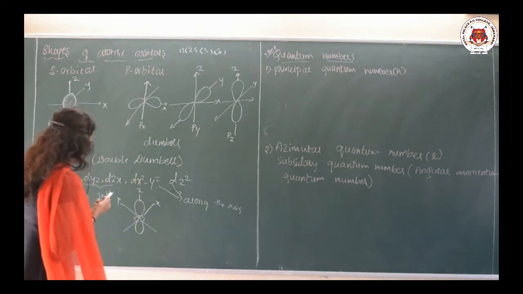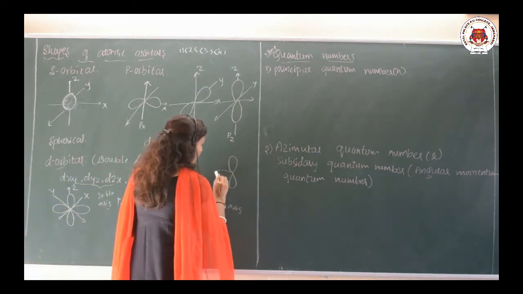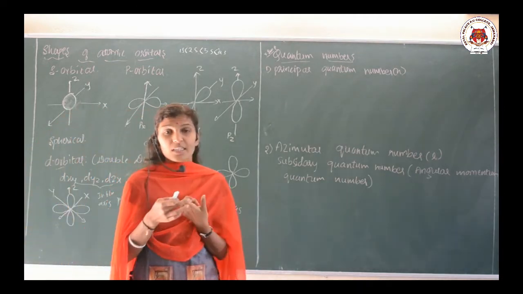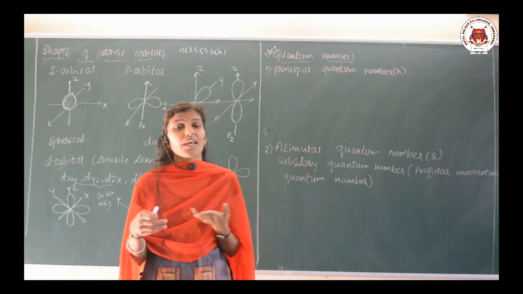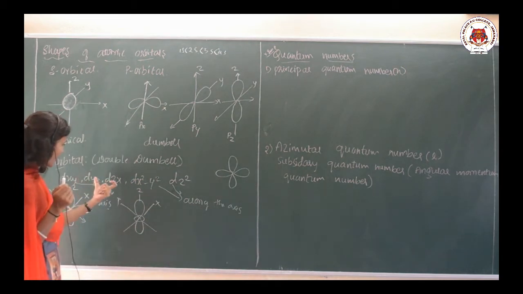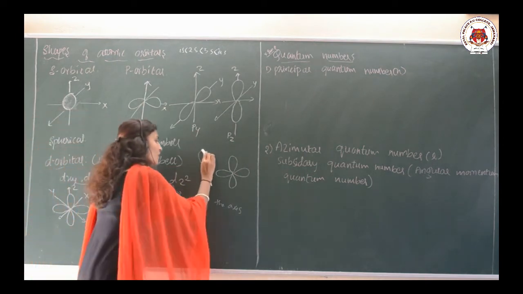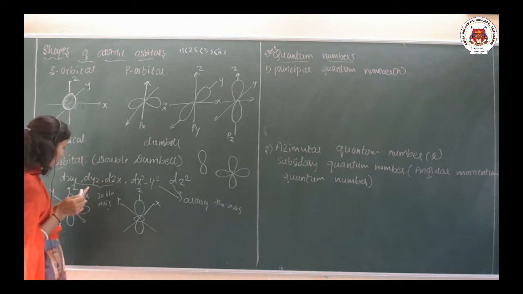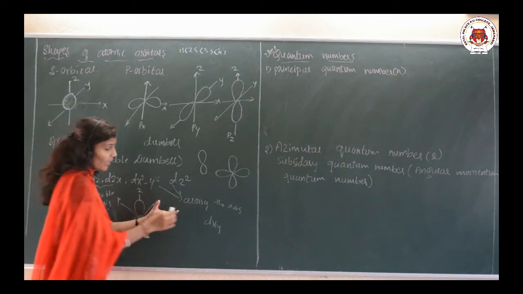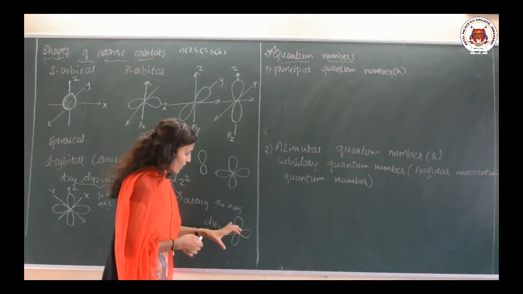And then the D orbital. The D orbital has a double dumbbell shape, like this, double dumbbell. And there are 5 sub-orbitals in the D orbital, that is dxy, dyz, dzx, dx square minus y square and dz square. See here, dxy, dyz, dzx. Here the lobes of the orbitals, these are the lobes.